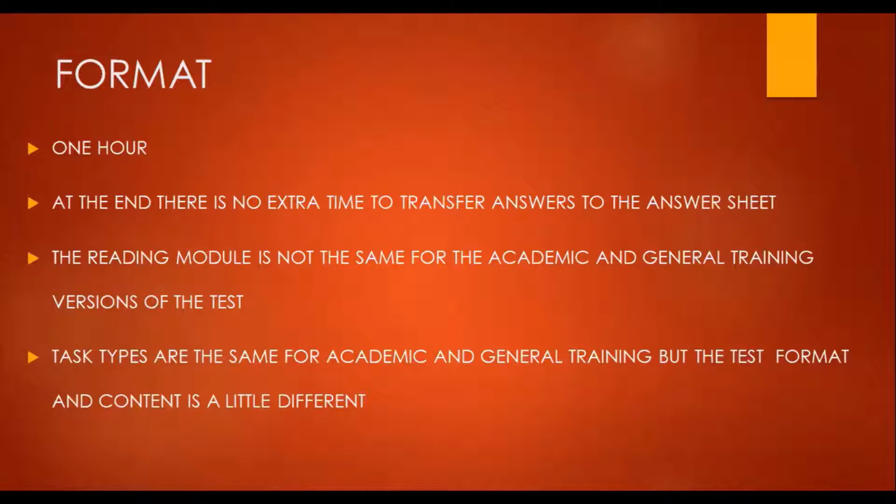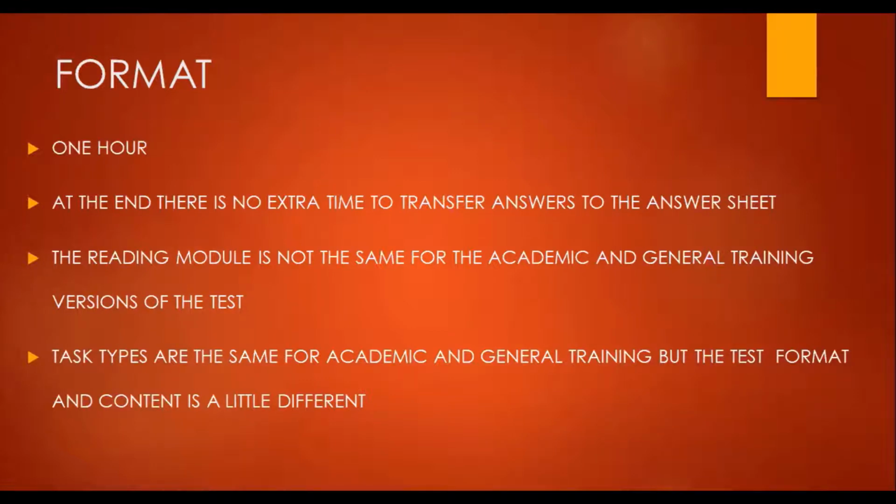The reading module is not the same for the academic and general training versions of the test. It is different for both. Maybe the task types are the same, but the content will be different. The task types are the same for academic and general training, but the test format and the content are a little different. That is the difference between academic reading and general training.